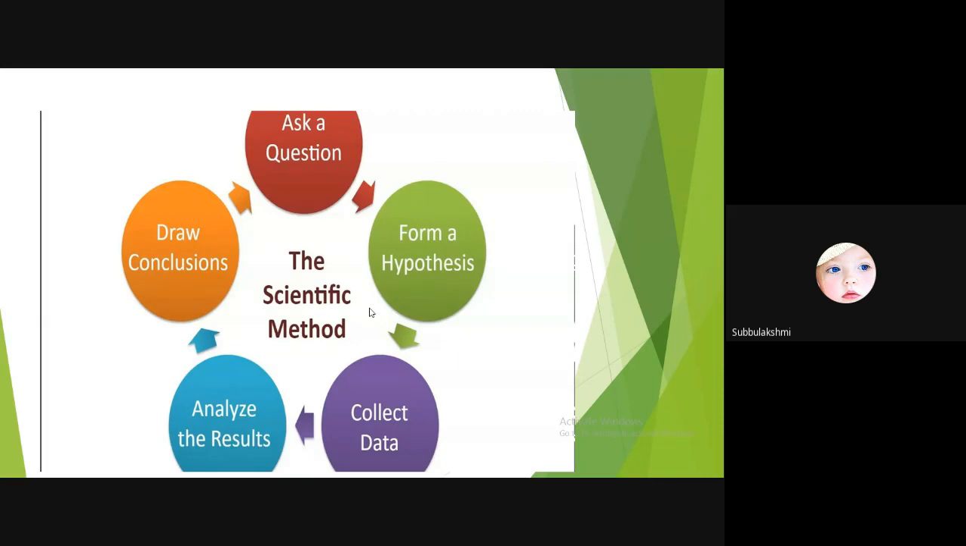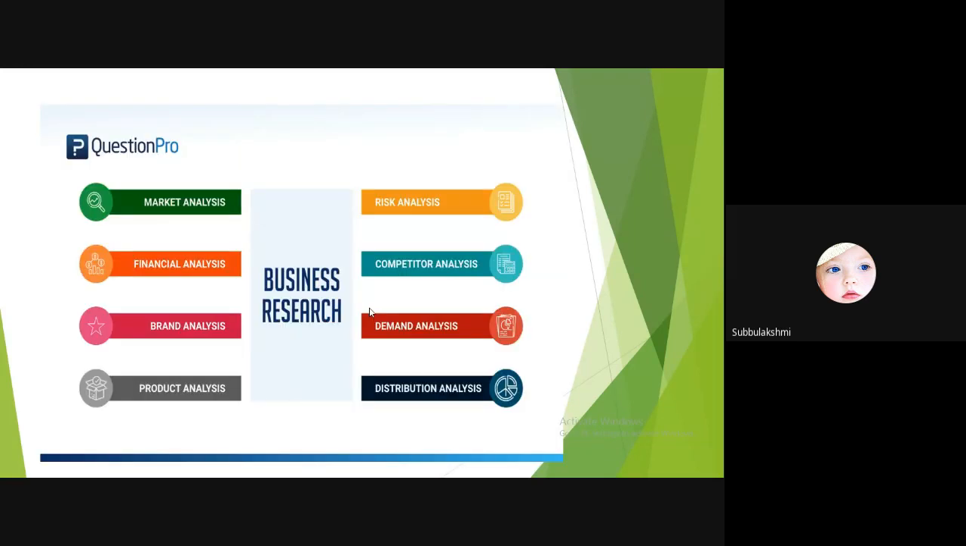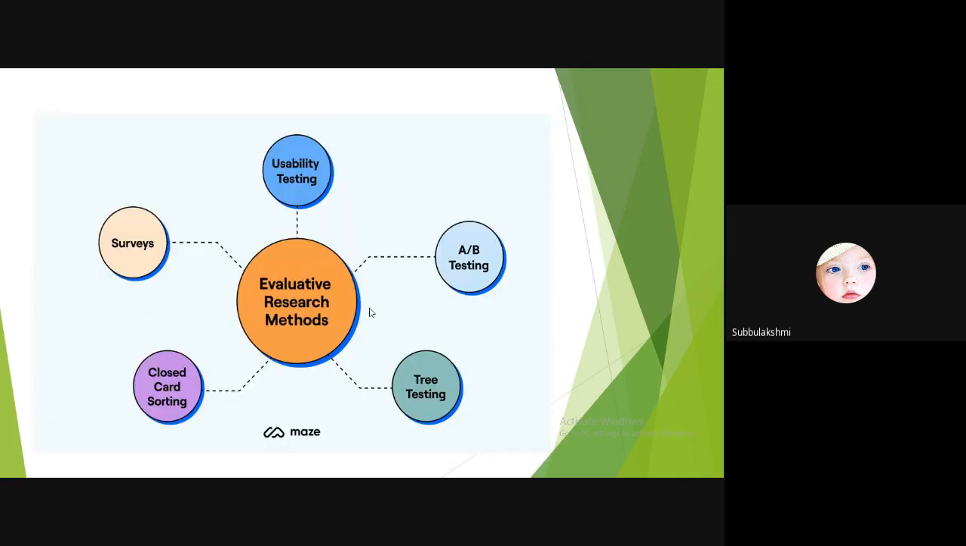Next, ma'am. Supposing it is a business research. Yes, friends. In business research, the first thing is we go in for market analysis. Next is financial analysis, brand analysis, product analysis, risk analysis, competitor analysis, demand, and then distribution. So this is a rough sketch of a business research.